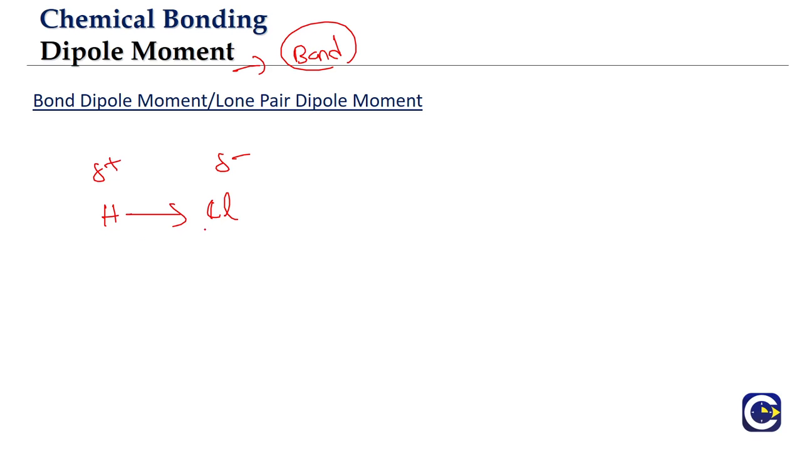So here the HCl bond has a dipole moment. You know what we call it as? We will be calling it the bond dipole moment. Okay, so what do we call it? Bond dipole moment. So how do you measure it?